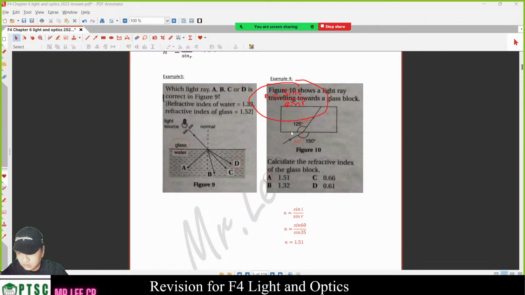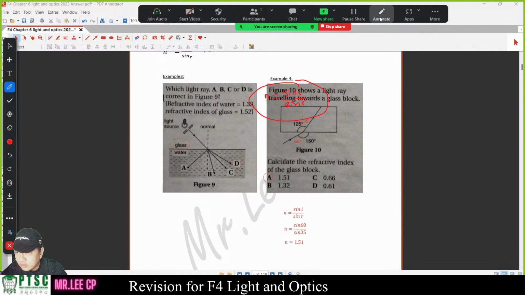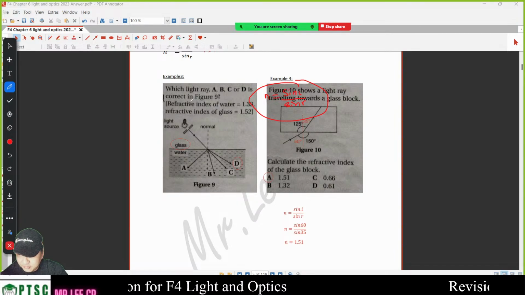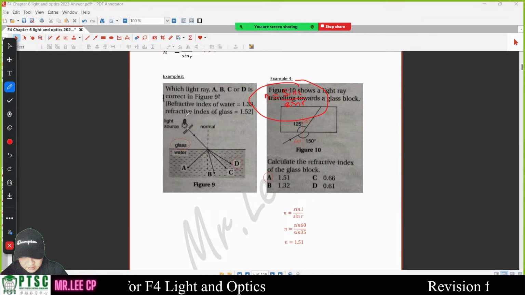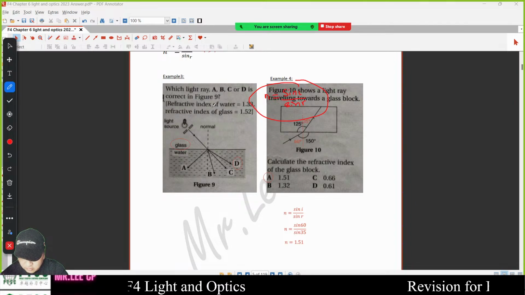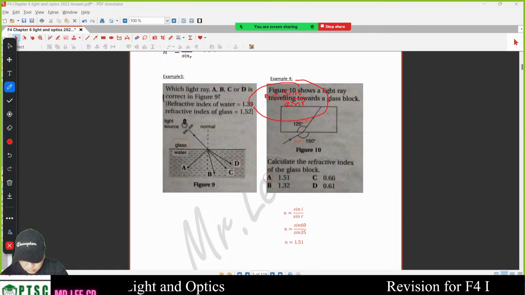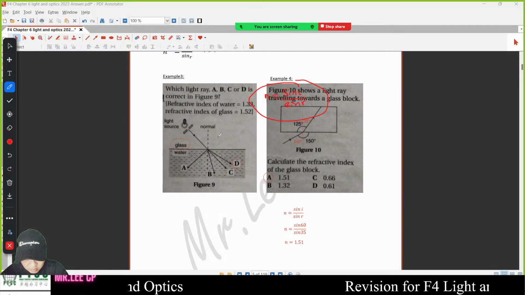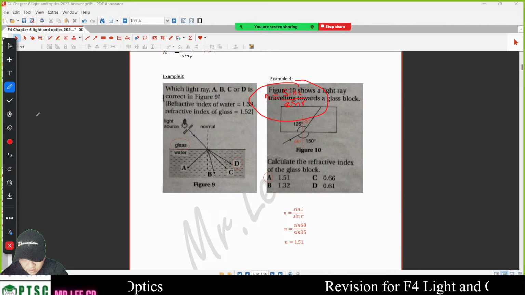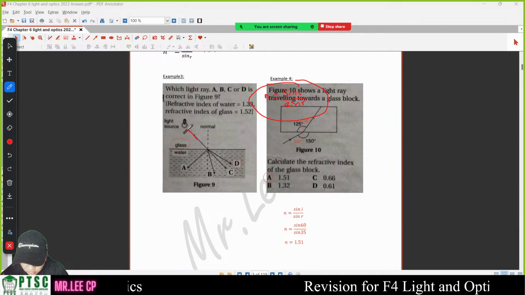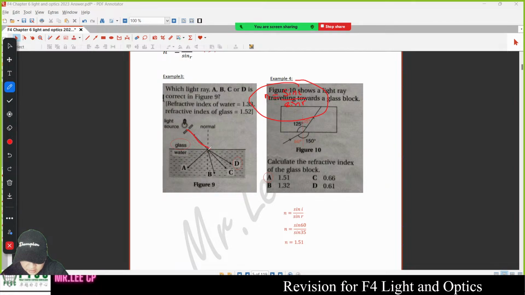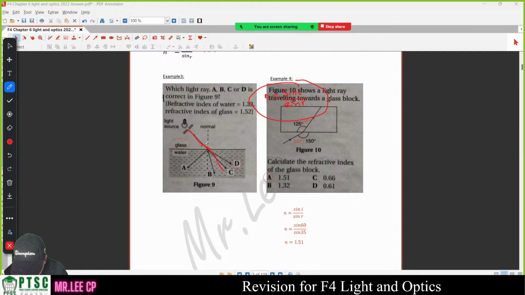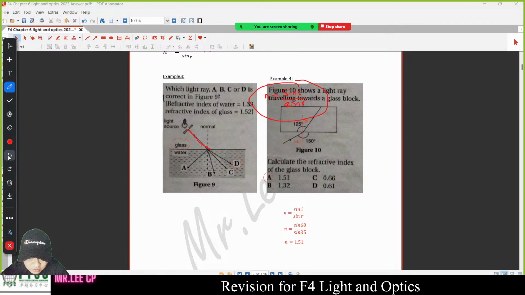That's all. Now from here, which light ray A, B, C, D is correct in figure 9? The refractive index of water is 1.33. The refractive index of the glass is 1.52. The light goes in here. Now if it goes straight, it will go to C.